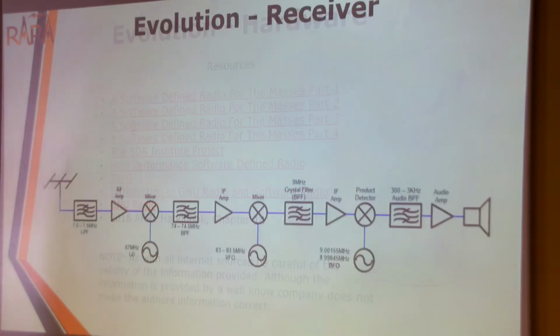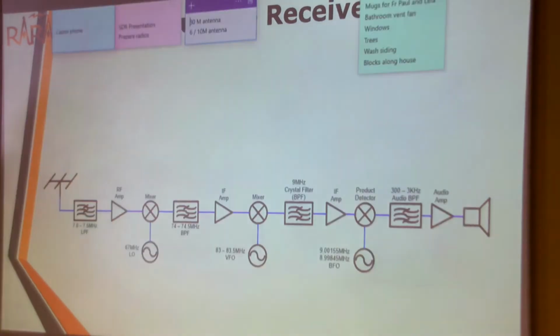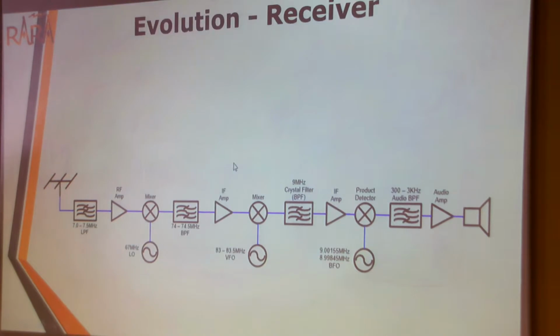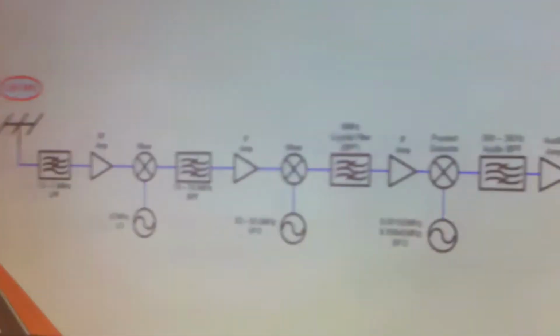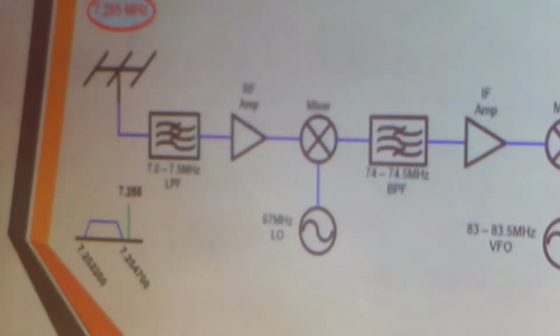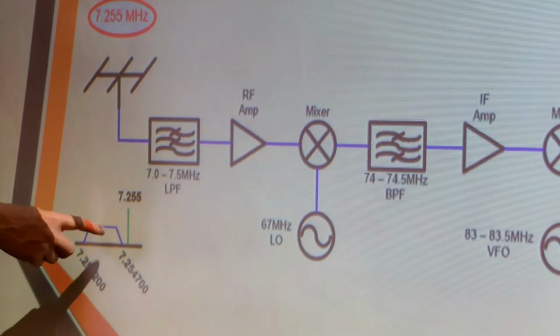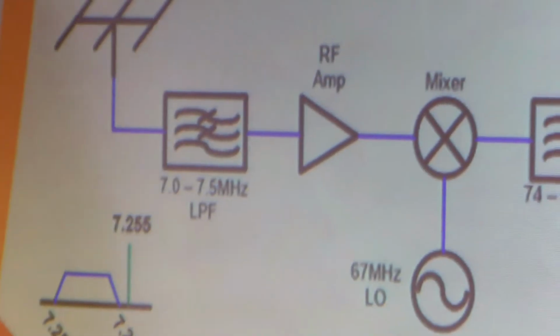Where are we? So, here's a superheterodyne receiver. So I'll try to go through quickly. We're trying to receive a signal at 7.255 megahertz. And it's a lower sideband, so the audio occupies that little blue area.